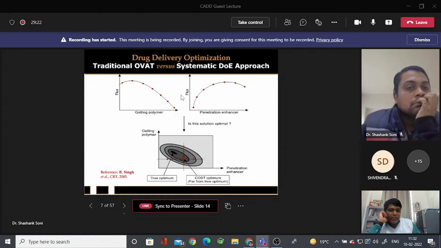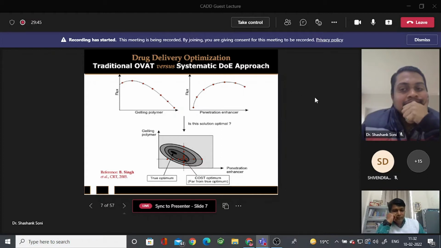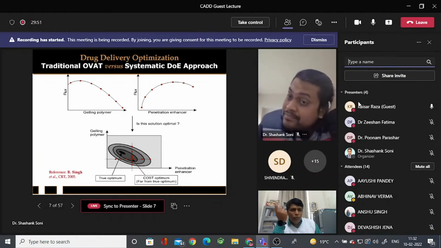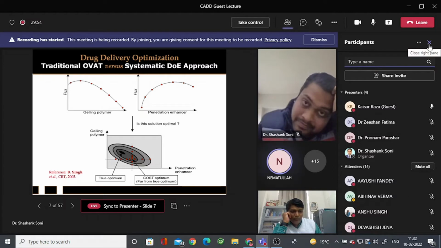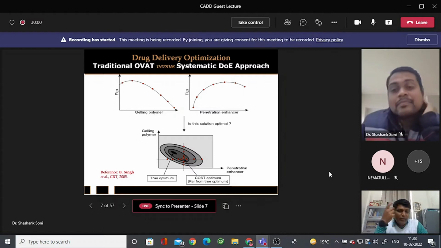The second graph is between the drug release flux and the penetration enhancer. You all know what penetration enhancers are. I can ask someone to give me some names of penetration enhancers. Anyone who can tell me the name of any penetration enhancer? Any student? Yes, good, very good. What is your name, son? Yes, Nematullah. Well done. So he said that surfactants, surface active agents, are also penetration enhancers.